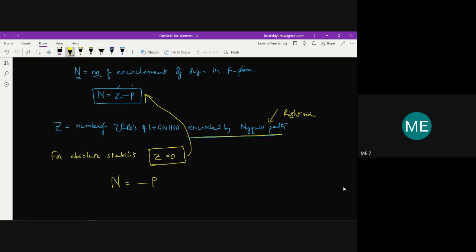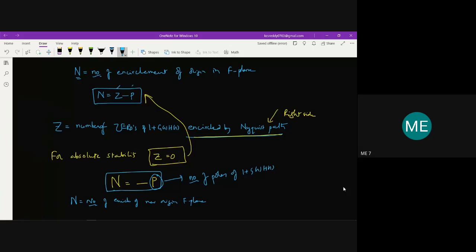So the Nyquist stability criteria says, and this is the important conclusion which we need to draw from this: the Nyquist stability criteria states that for absolute stability of the system, the number of encirclements N of the origin of the F plane, which is given by the Nyquist plot, must be equal to P, the number of poles of 1 plus G of S into H of S.